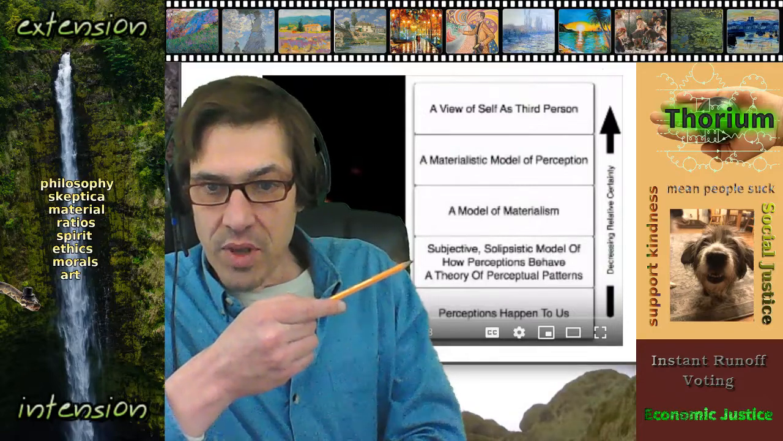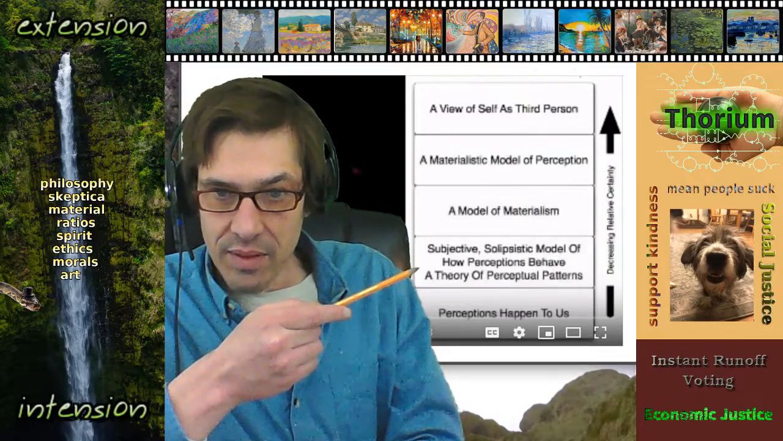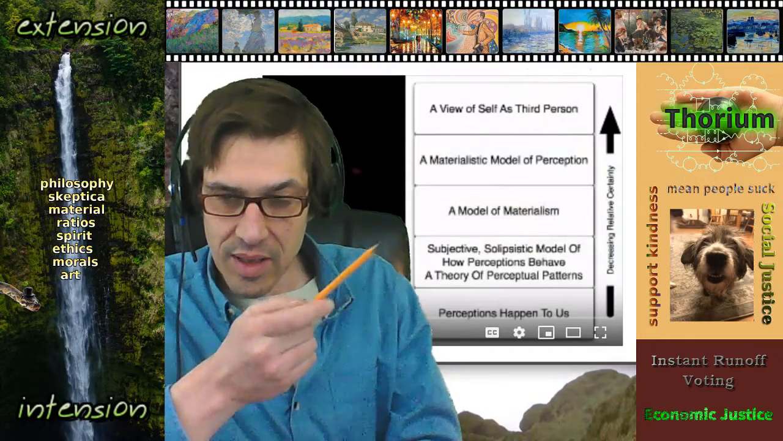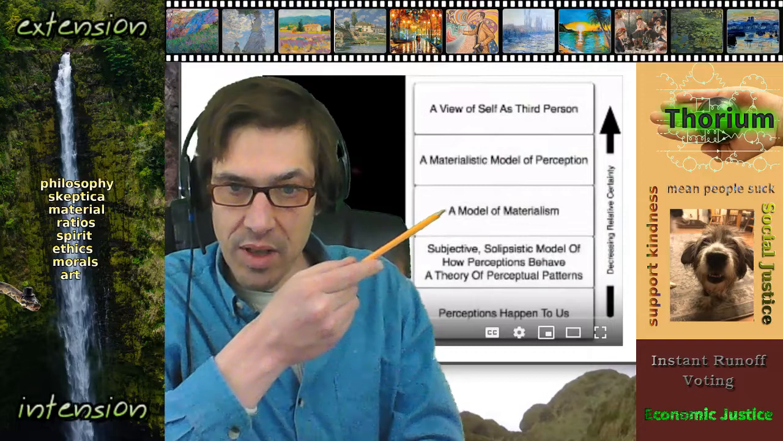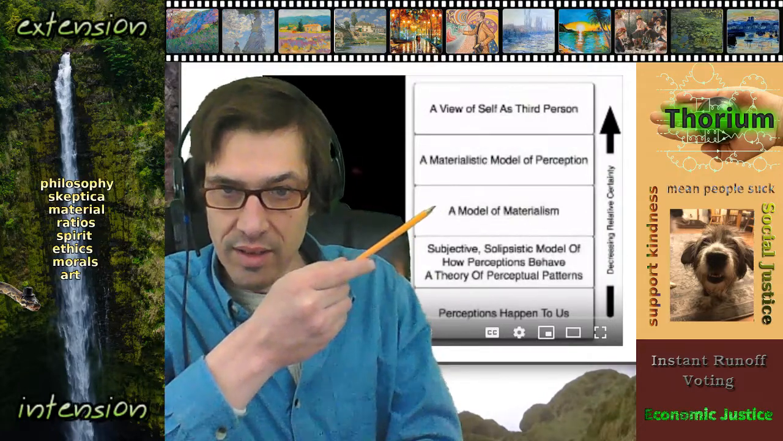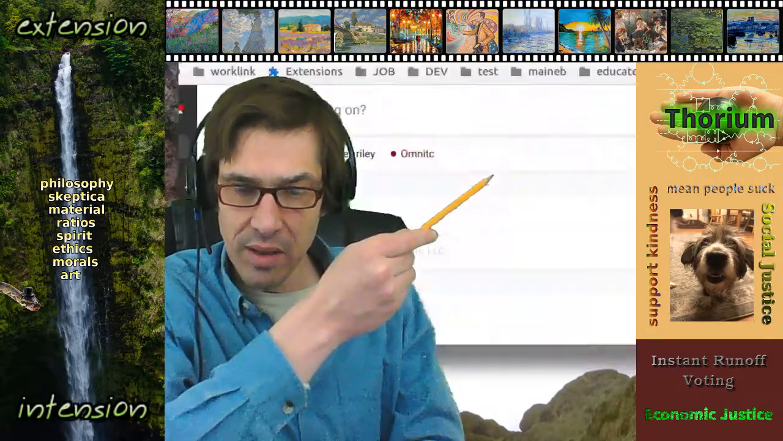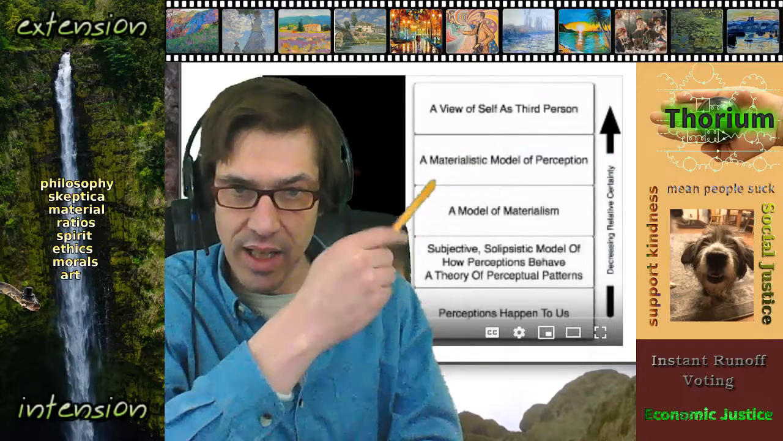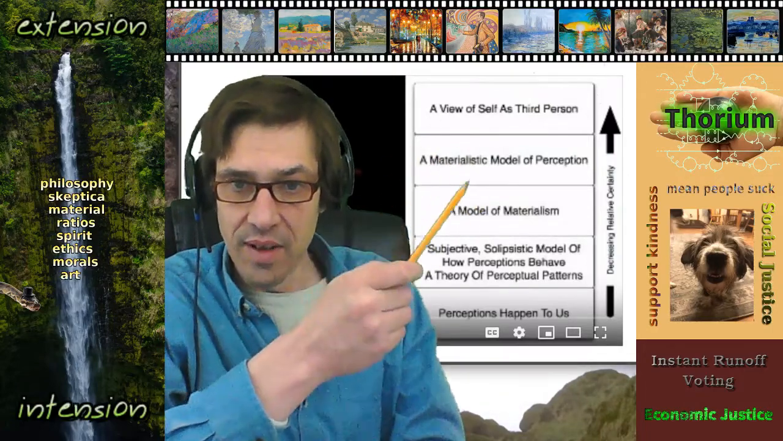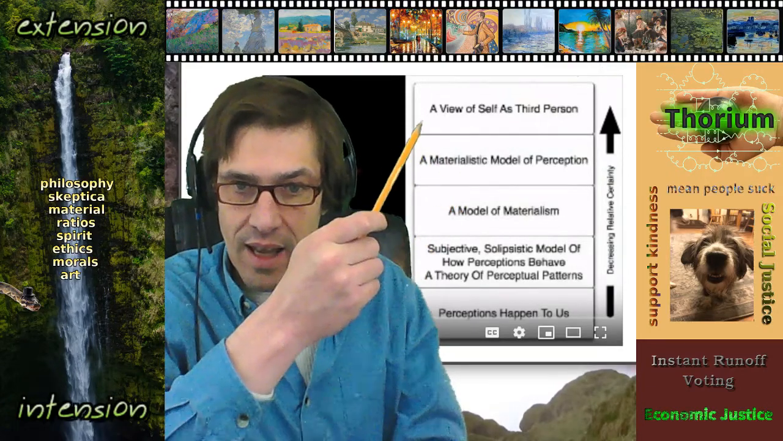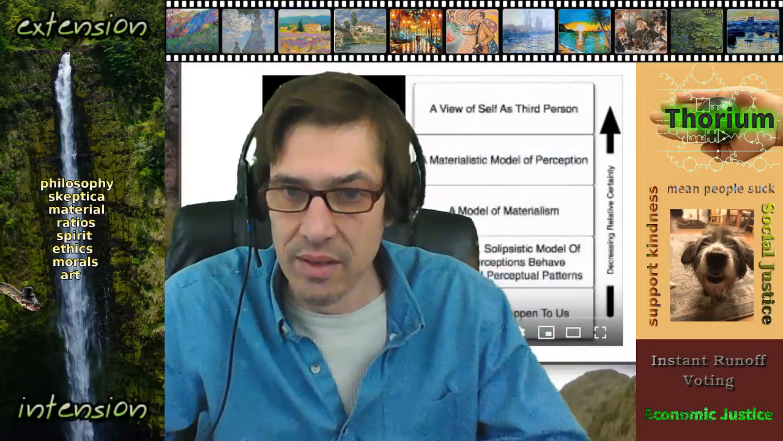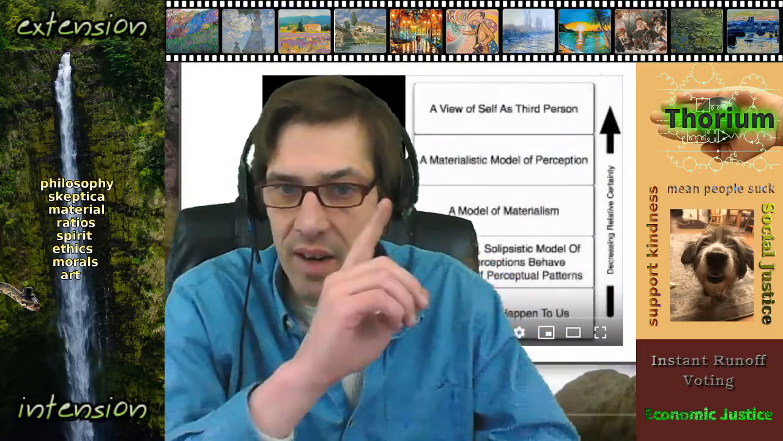And then you have the subjective and solipsistic model of how perceptions behave, right? A theory of perceptual patterns. You see this and then you see that. You start to get a model of materialism. All these things, looks like there's objects. This is where you start to have an object model. Then you have a full materialistic model of how the perceptions are working. In other words, eyes are bringing in information, stuff's on the outside, and you have a full physical concept. And then you can finally get a view as a self as a third person. And you started there and then want to build up. And we have differences in these other layers. And this is just one way of putting layers. It doesn't like having overlapping windows there.